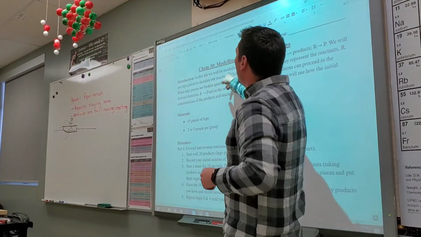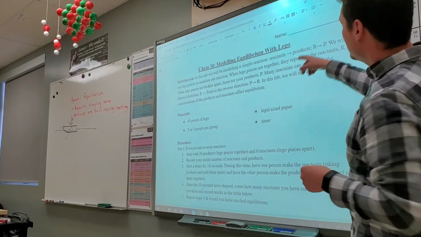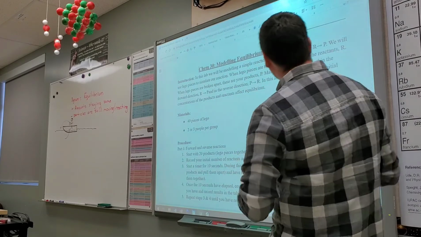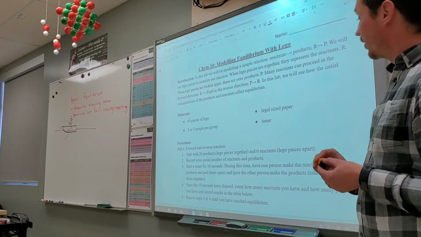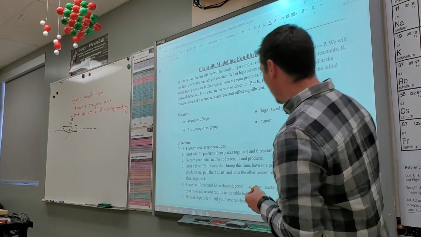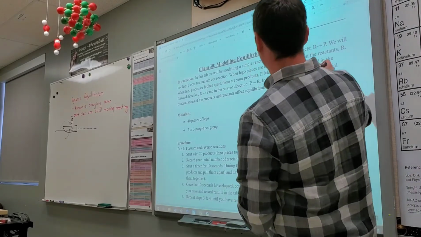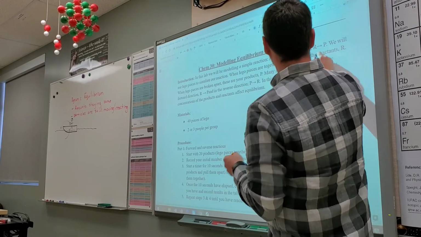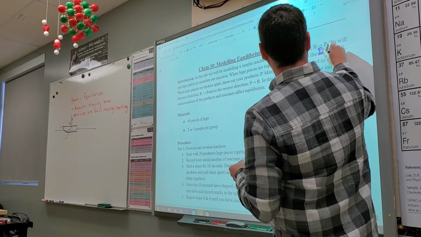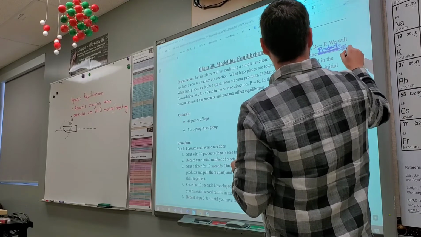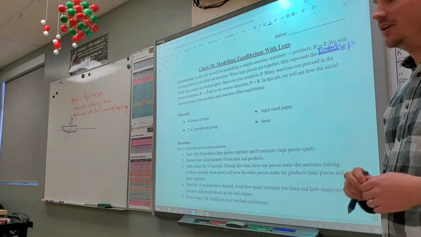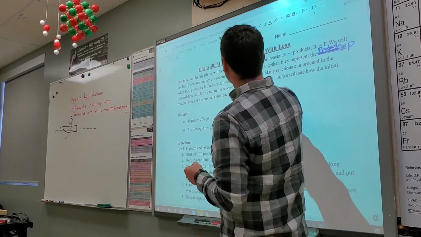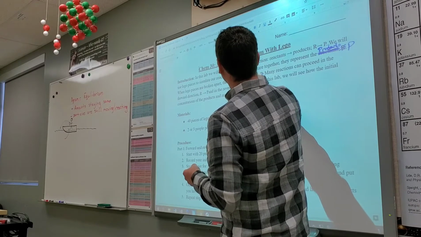In this lab, we're going to be modeling a simple chemical reaction: the reactants turning into products, or R turning into P. We will use Lego pieces to simulate our reaction. When Lego pieces are together, they represent the products. I got to change that, I think. Yeah, sorry, they are the products, P. Always proofread your work. When Lego pieces are broken apart, these are your reactants.